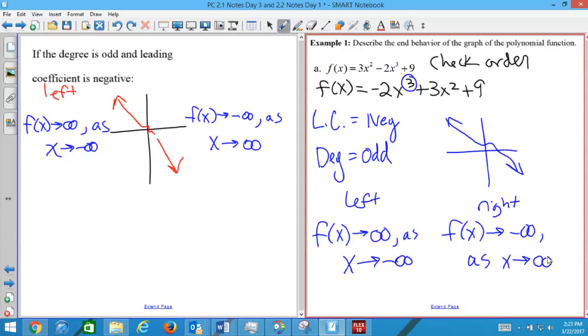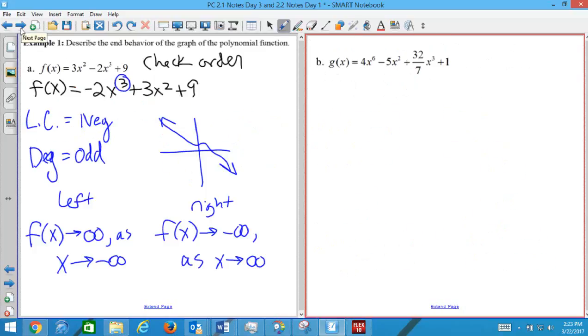Yeah, I just wrote degree, but I didn't learn how to word degree. Okay, there's one more. Can you figure out the end behavior? That's the right word. Can you figure out the end behavior?